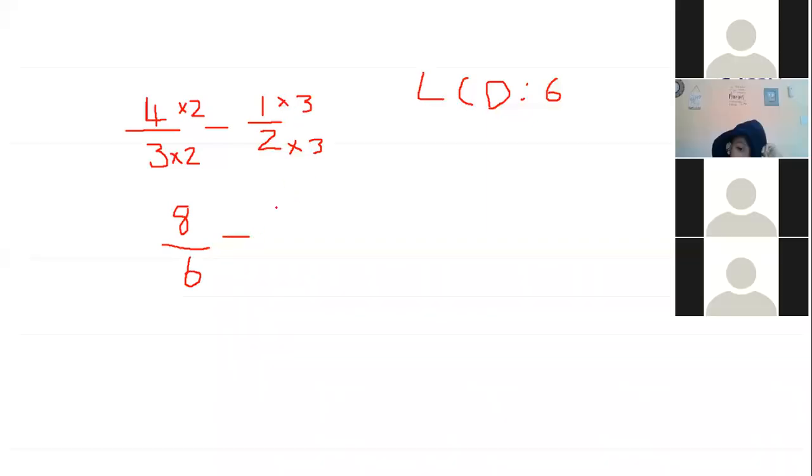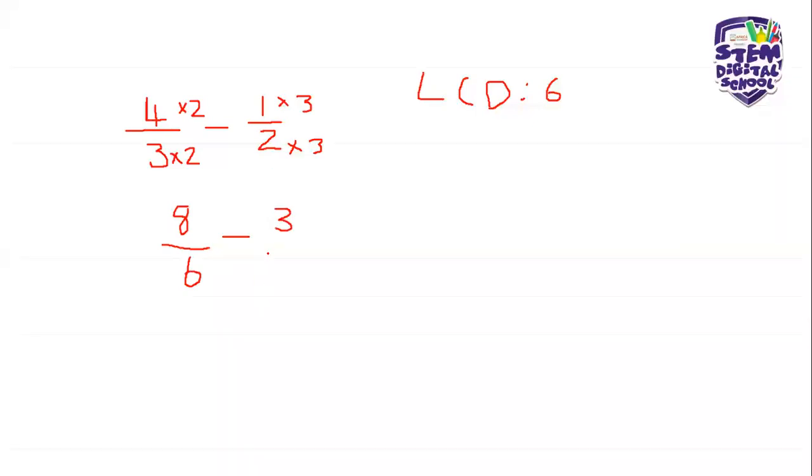1 times 2 is 3. 2 times 3 is 6. Then we subtract them. And we say, because they're the same, right? Same numerators. 8 minus 3 is what? 5 over 6. Because now the numerator is smaller than the denominator, there's no need for simplification because a proper fraction is already a simplified fraction.